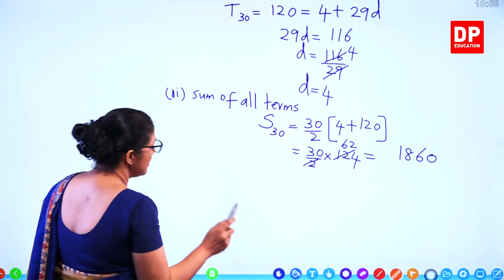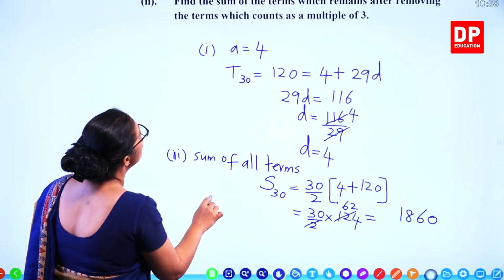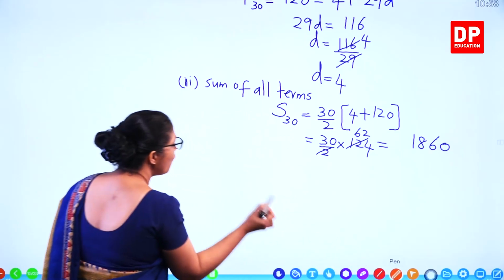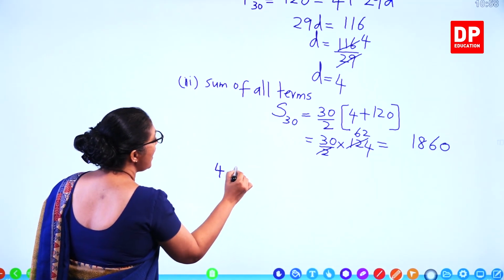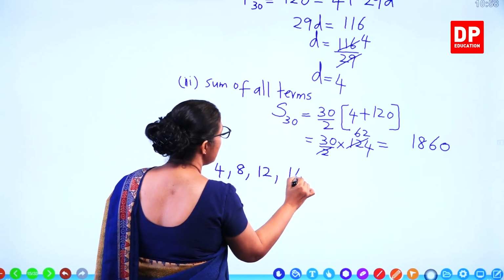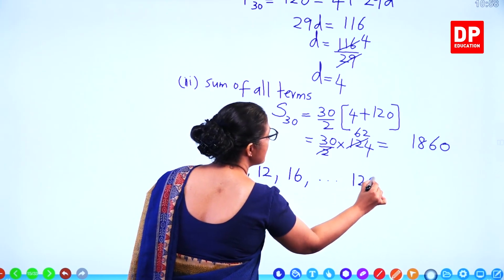Now what's the sequence there? Starting from 4, the difference is 4. So you get multiples of 4: 4, 8, 12, 16, like that, up to 120.